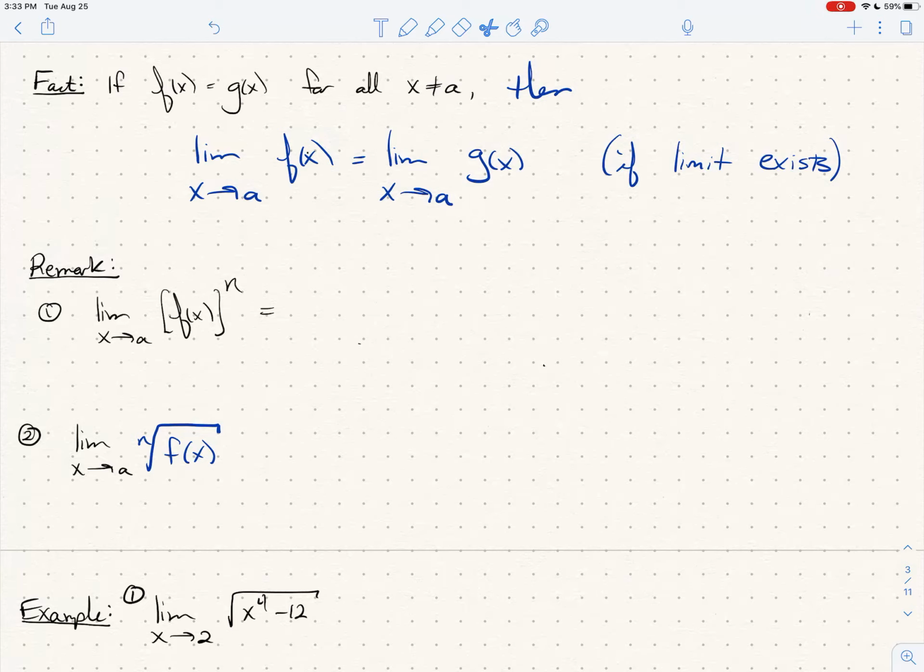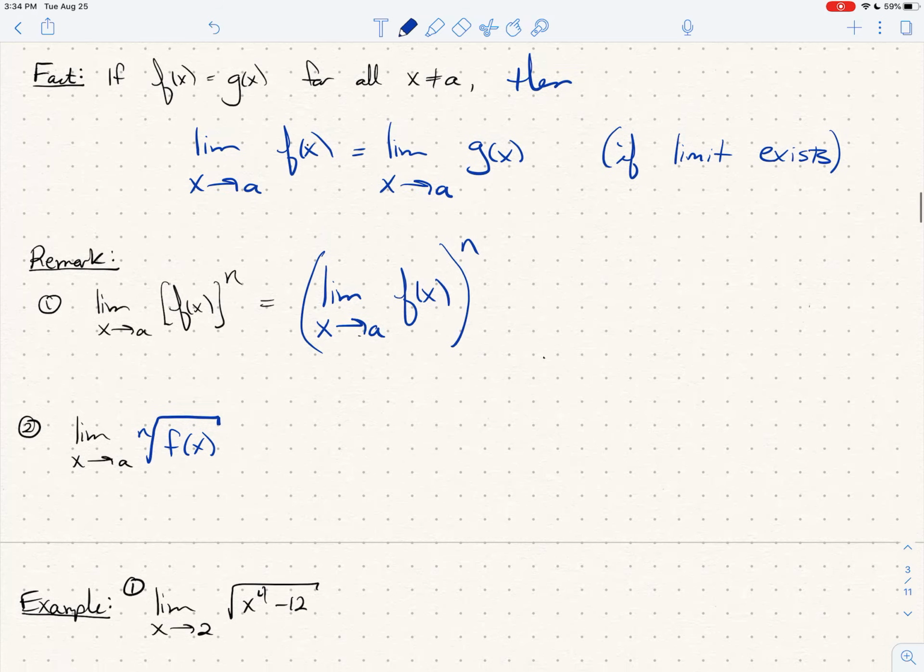All right, so I want to show you two more useful limit rules that won't surprise you but are good to know. So the first one is the limit as x goes to a. I've got a function and I'm raising it to some power. Then you can do exactly what you think you can do. You can write this as the limit as x goes to a of f of x, all to the nth power. You can pass the limit inside the power.